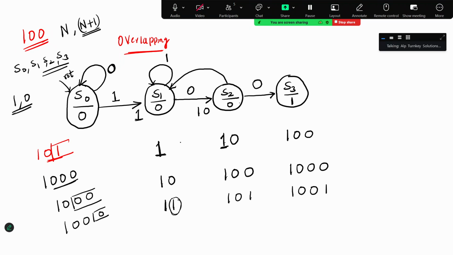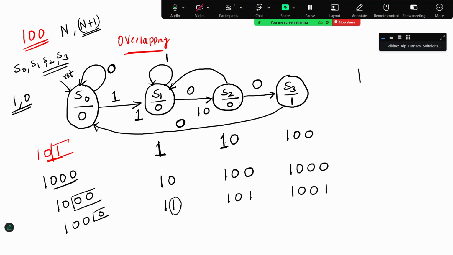1 bit is also not matching. So 0 is also not matching. Simply it will come to the reset state, the initial state. It will come to the reset state. Okay, this is 0.